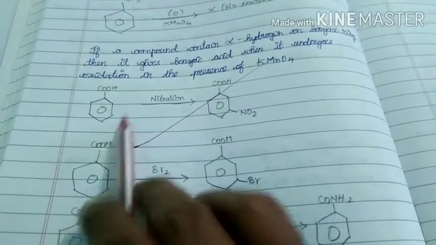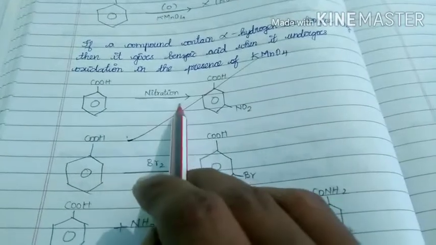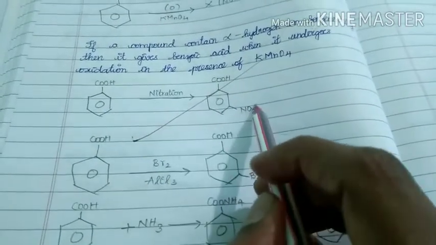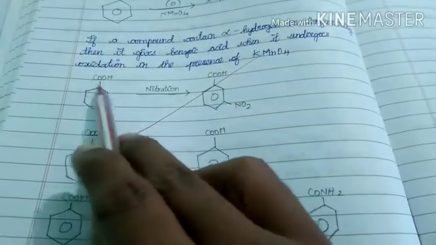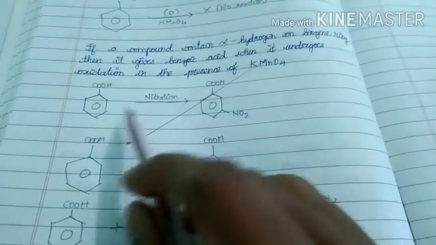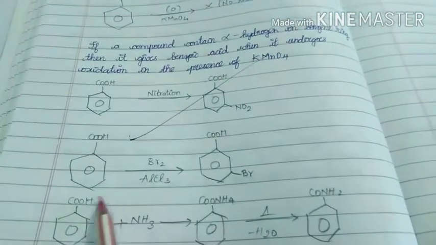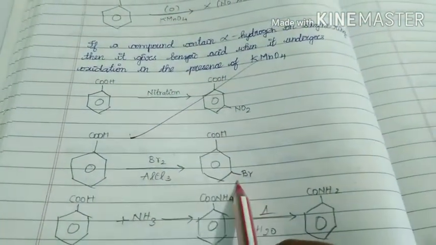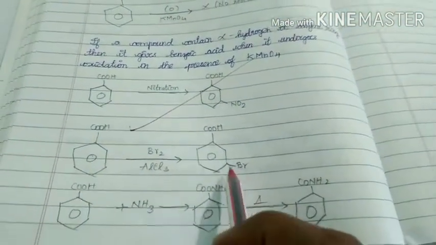When benzoic acid undergoes nitration, we get meta-nitrobenzoic acid. Why? Because this is an electron withdrawing group. When an electron withdrawing group is present on the benzene ring, the incoming electrophile attacks at the meta position. Here also the electrophile attacks at the meta position.